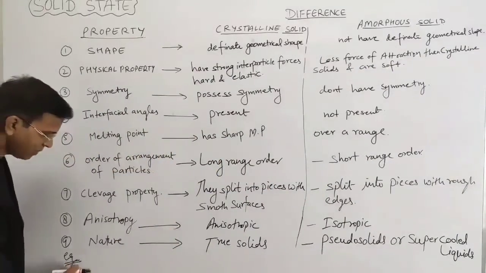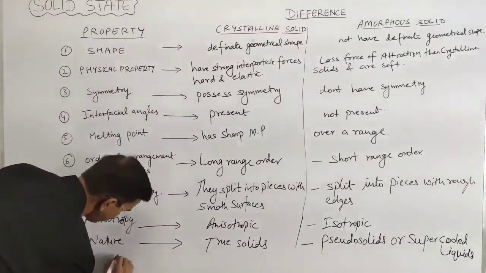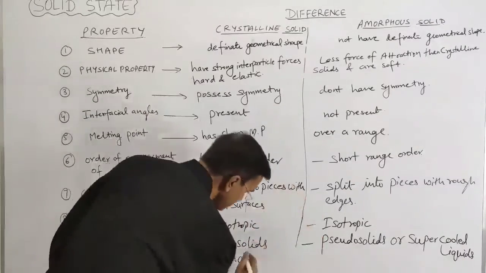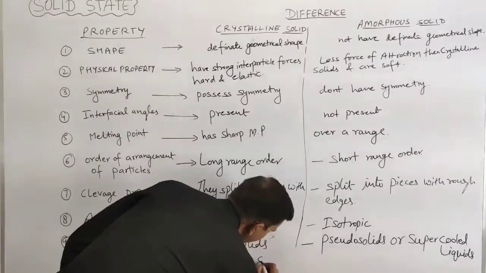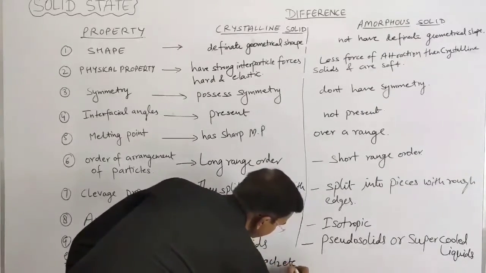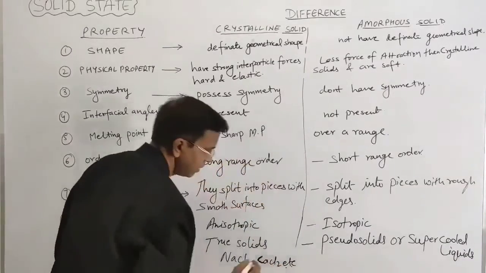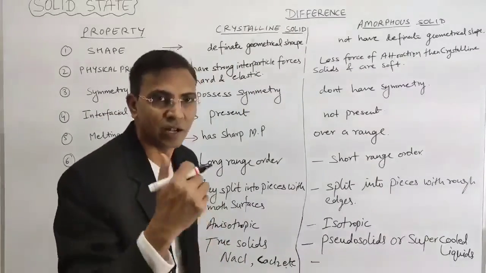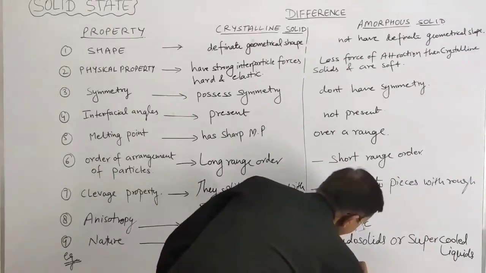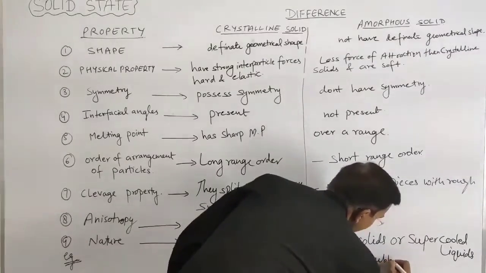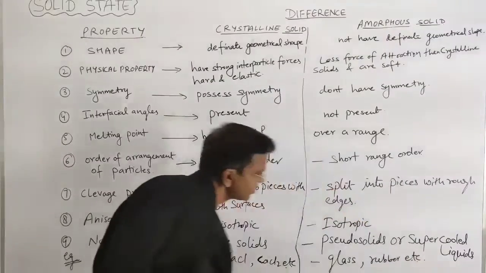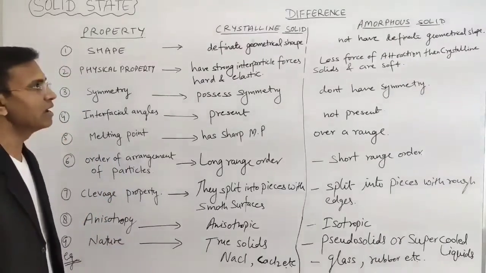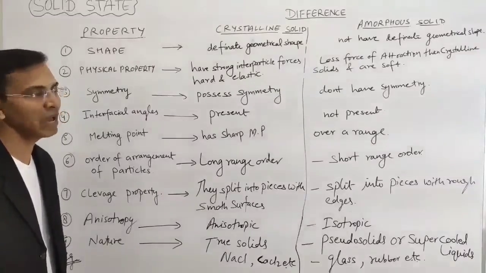Now, for example, NaCl and CaCl2 are crystalline solids, etc. The amorphous solids, for example, are glass, rubber, etc. So here are the differences between crystalline and amorphous solids, right? I hope that you come to know about the crystalline and amorphous differences.